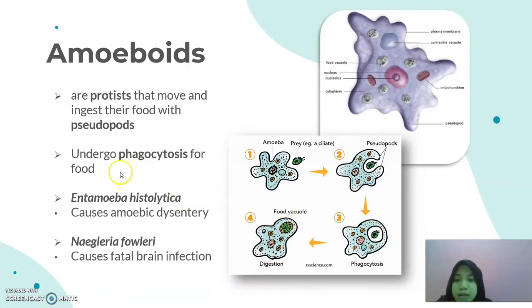Okay, Entamoeba histolytica. This is an example of a parasitic amoeboid. It can live in the human large intestine and cause amoebic dysentery. Amoebiasis can present with several symptoms such as abdominal pain and diarrhea. Next, Naegleria fowleri, also known as the brain-eating amoeba. Why? Because it causes a fatal brain infection called naegleriasis.